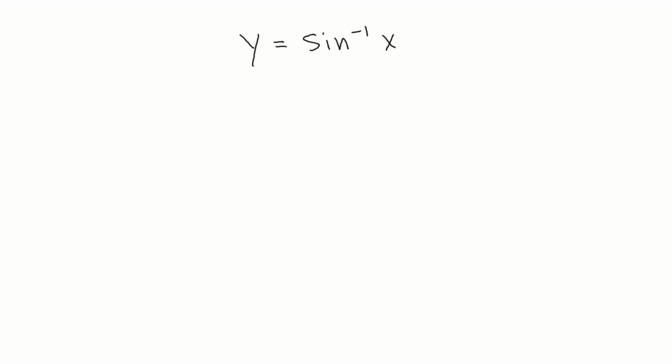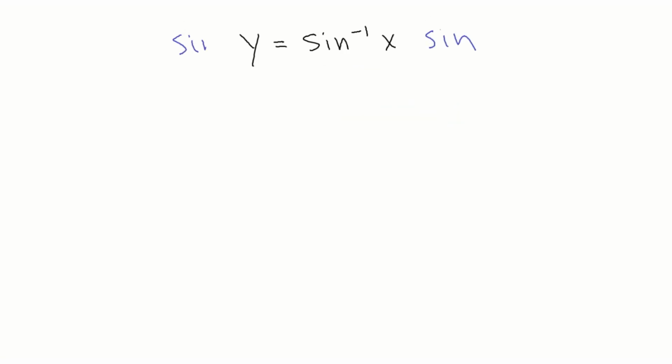One of the most important applications of implicit differentiation is to help us find the derivatives of inverse functions. We'll talk more about inverse functions in a later lesson, but today I want to show you how we can use implicit differentiation to find the derivative of the inverse sine function. By the way, you also see this written as arcsine. They mean the same thing.